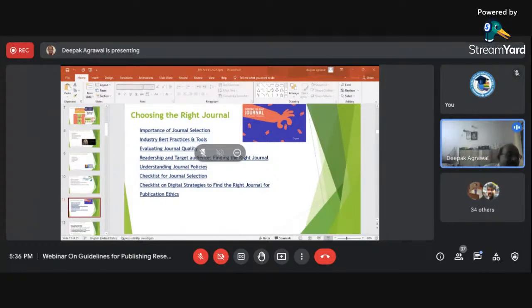And most importantly, there is publication ethics. All norms are to be strictly followed. Those are the few points which need to be considered while you are choosing the right journal.